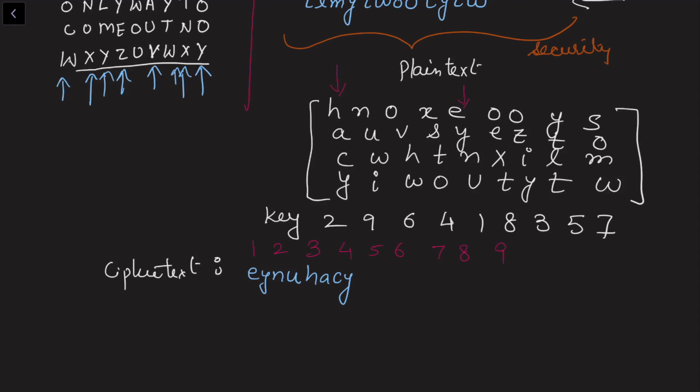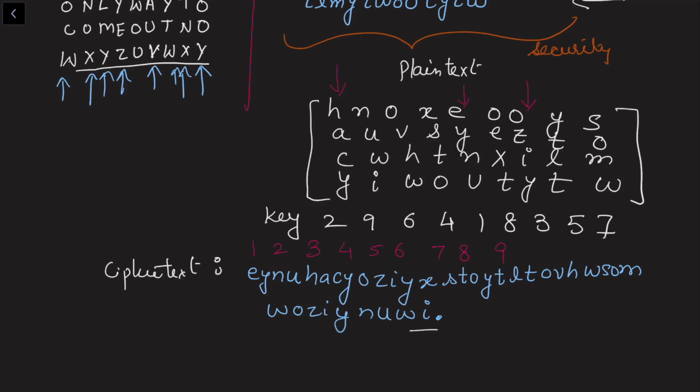Then writing those which are appearing in the third column. So in the third column we got O-Z-I-Y. And so on we repeat. So we get the ciphertext. And this is certainly difficult to break.